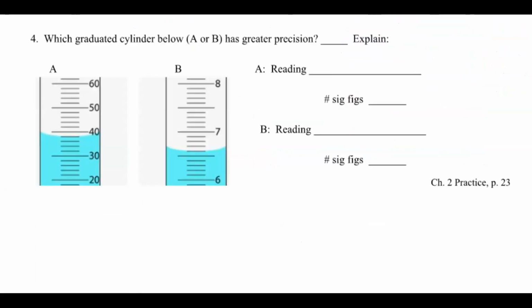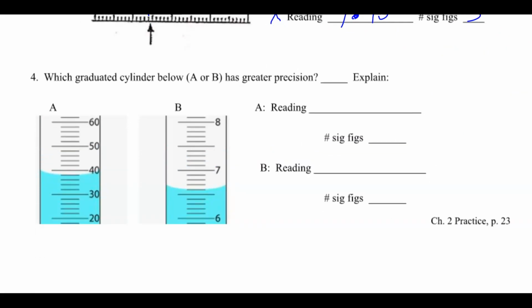Okay, now let's look at the last one on this page. Reading graduated cylinders. Remember, we want to read at eye level. So here's my eye. I want to read right at eye level, and I always want to read the bottom of the meniscus. So before we figure out which one has the greater precision, we have to figure out the scale. So here's 40, here's 50. 1, 2, 3, 4, 5. There's only 5 lines between those 10 difference, so each line must be 2 milliliters.